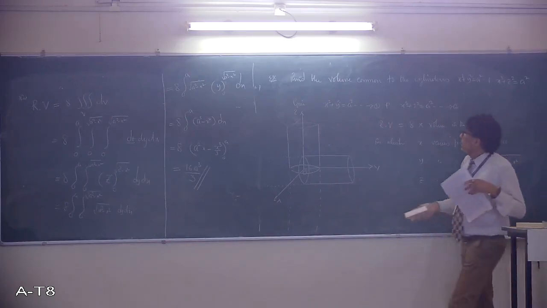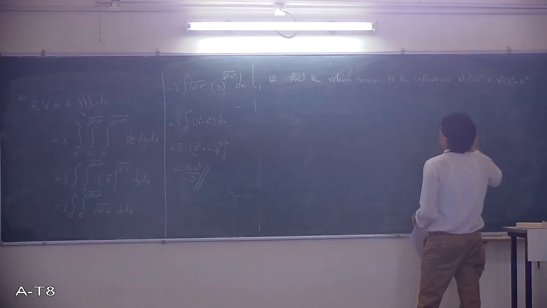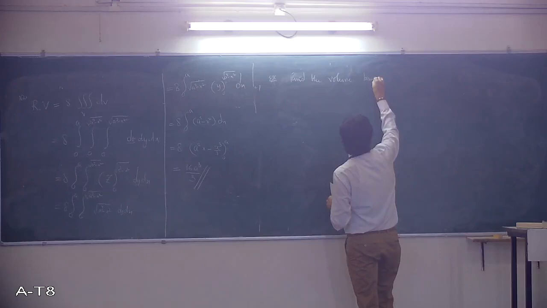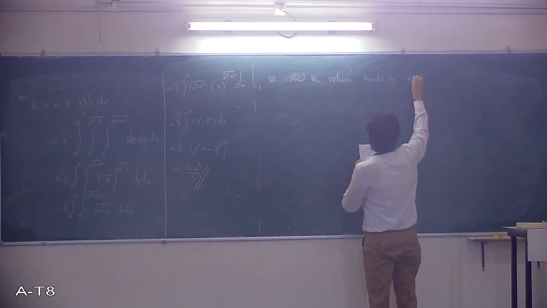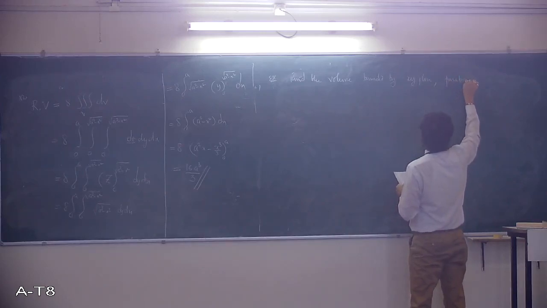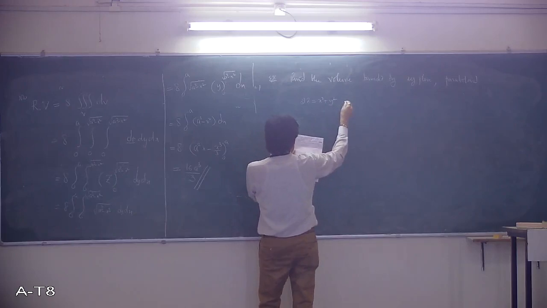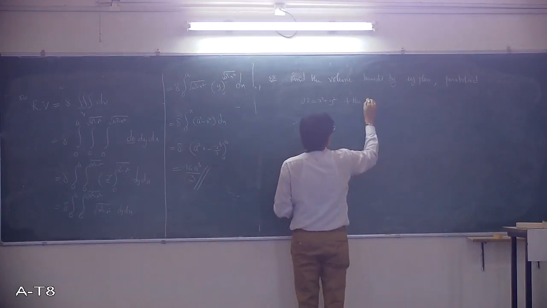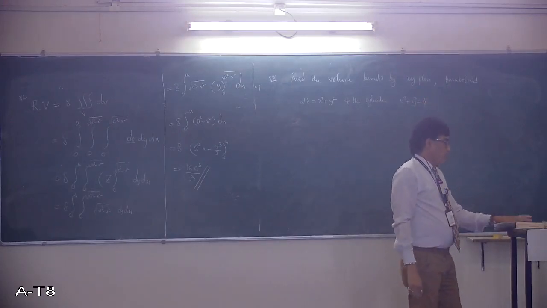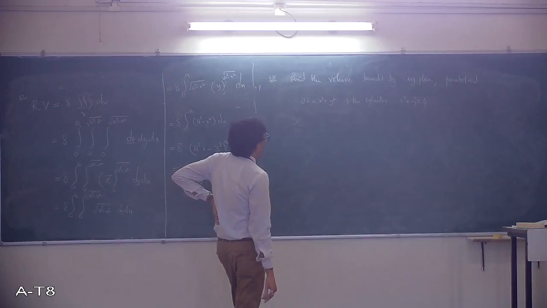So one more example they have given. Find the volume that is bounded by the xy plane. First one, paraboloid, that is 2z equal to x square plus y square, and the cylinder. It is given x square plus y square is equal to 4. Paraboloid, xy plane, and that is a cylinder. Z equal to 2.